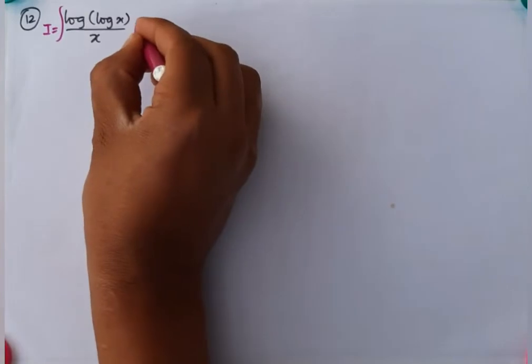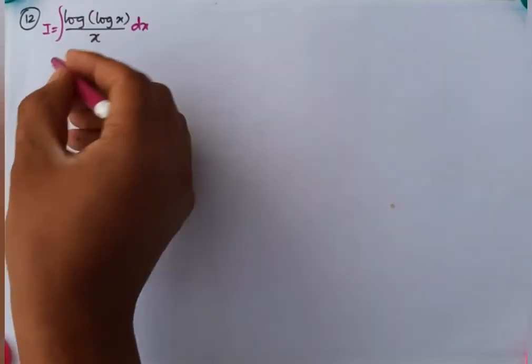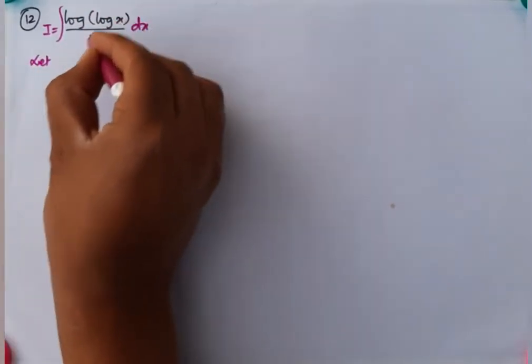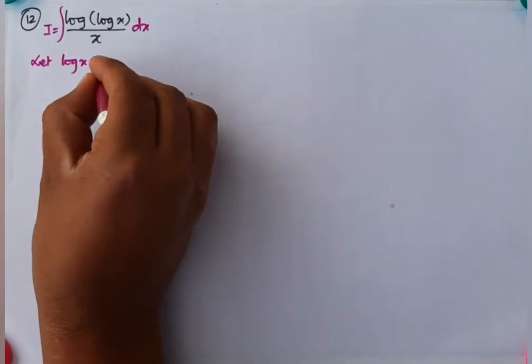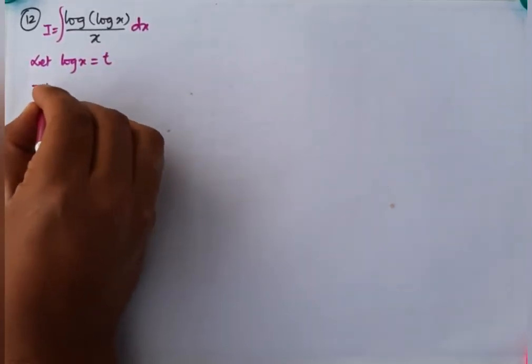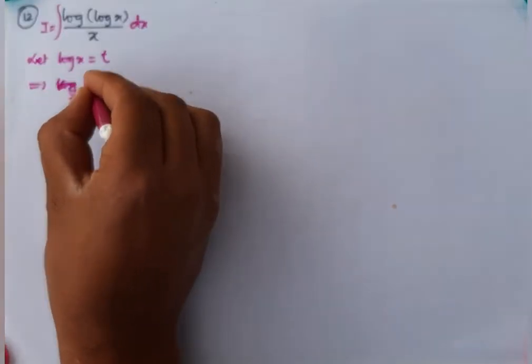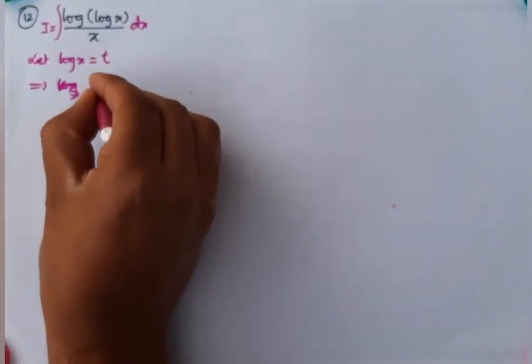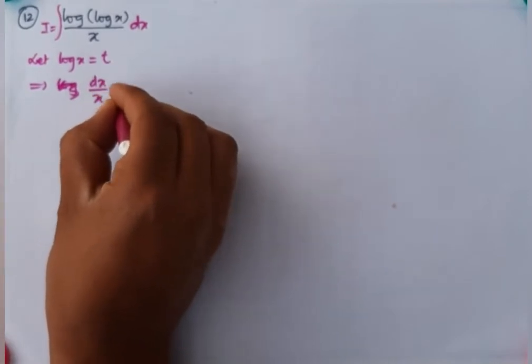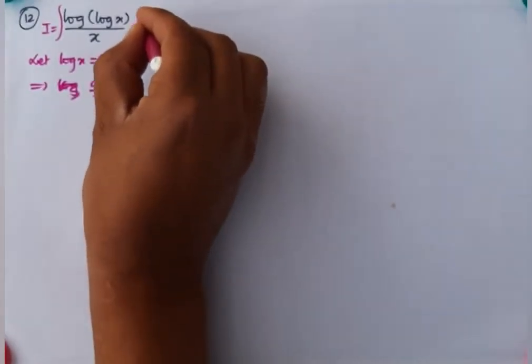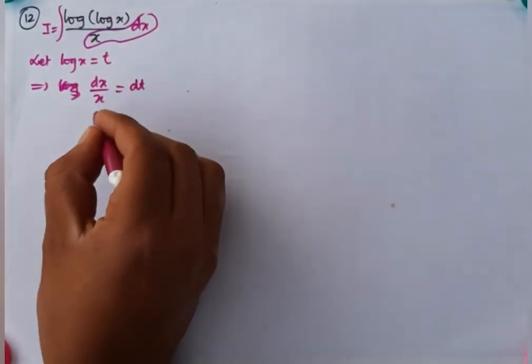Okay, now this question, again you see that there has to be some substitution being done here. The substitution that you can make here is log x is equal to t. So from here, when you do differentiation, you will find that dx by x equals dt. So here this becomes dt.